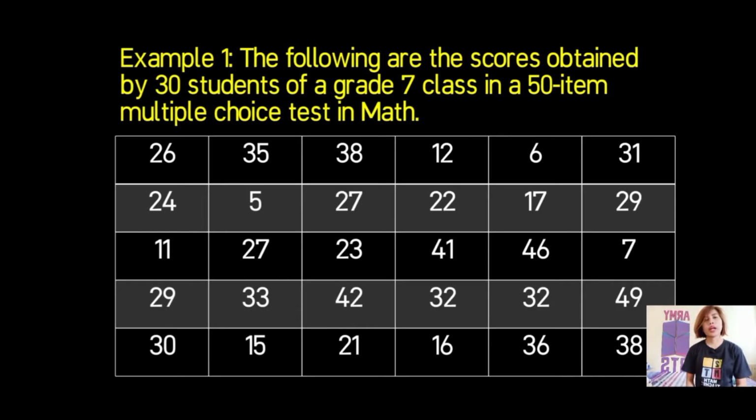So, for example 1, ito po yung example number 1. The following are the scores obtained by 30 students of a grade 7 class in a 50-item multiple choice test in math. Ayan. So, kumuha lang tayo ng 30 students. Alam naman natin, kapag kumuha lang tayo ng part ng isang population, ang tawag doon ay sample. So, sample lang po itong kinuha natin na 30 students. So, yan daw po yung scores nila sa 50-item test sa math.